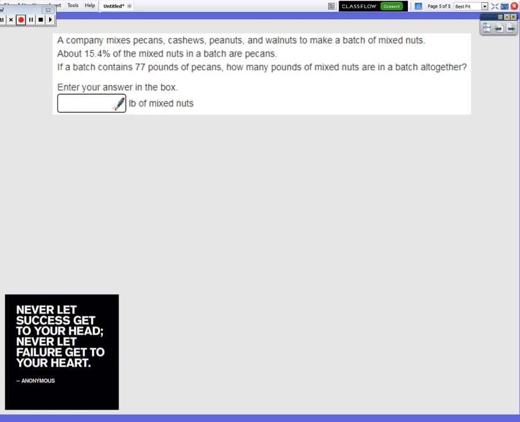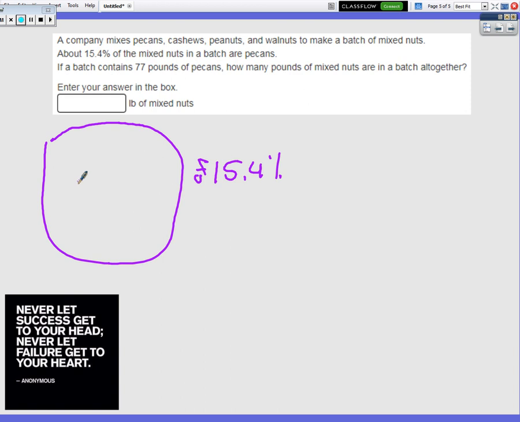Let's take a look. Okay, we have a bag with a variety of nuts. We have pecans, cashews, peanuts, and walnuts. We know that of this whole bag, 15 4/10% of the bag are pecans. All right, 15 4/10% of this bag are pecans. The batch contains 77 pounds of pecans. That means, remember, this has also cashews, peanuts, and walnuts. Abbreviate here, my sloppy handwriting.